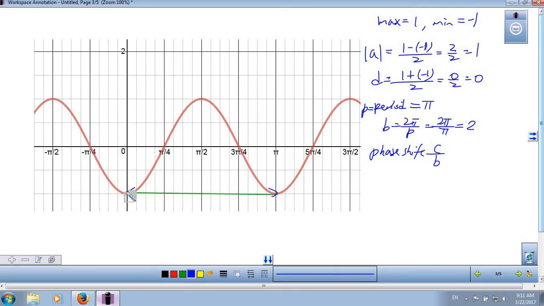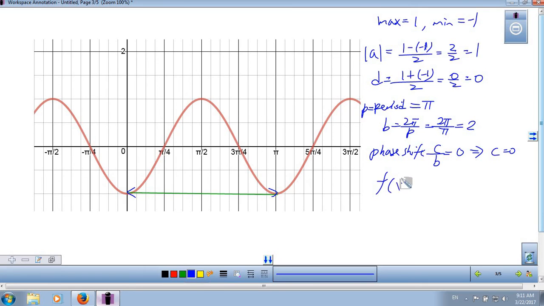Now, why a negative cosine? Because a negative cosine starts at the minimum. If I start with pi over 2, I can use a positive cosine. So it really depends on where you want to start. If you want to start with 0, it will be a negative cosine. So let's start with 0 and call this 0. That means c is equal to 0, so we don't have any phase shift and we don't have any vertical shift.